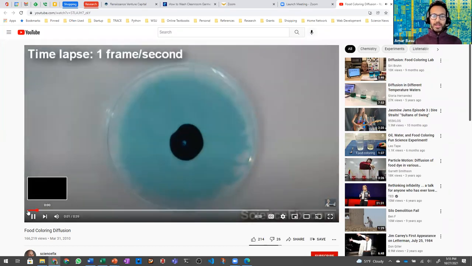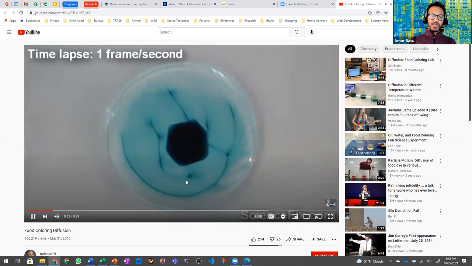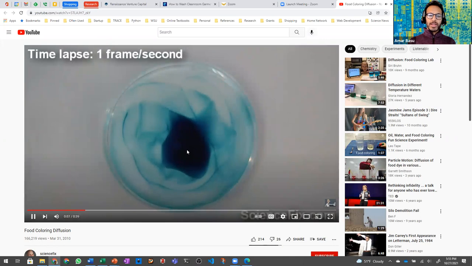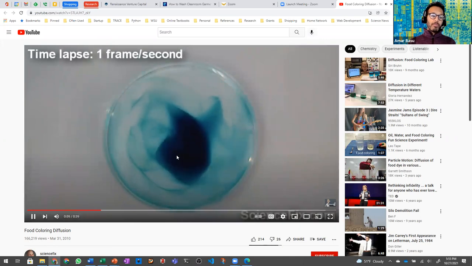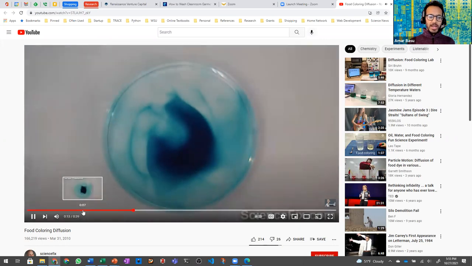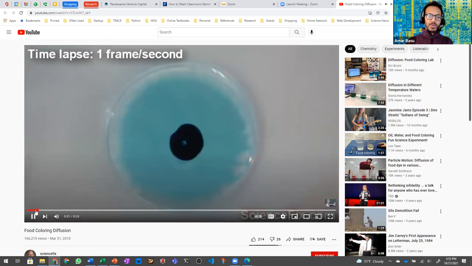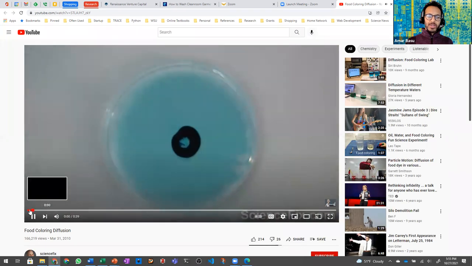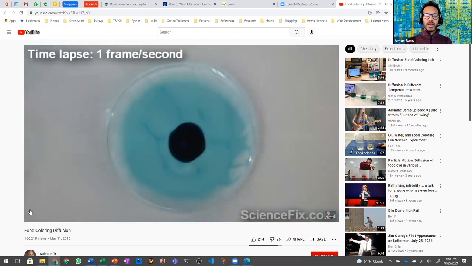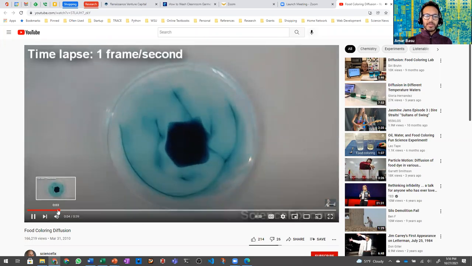What is diffusion? Diffusion is the movement of molecules from high concentration to low concentration. So if you just take a dish of water and put a food dye in it, the food dye molecules, over time, diffuse outwards. The key concept here is that they diffuse from high concentration to low concentration. There's a high concentration right in the middle, and over time, they diffuse outwards towards low concentration.